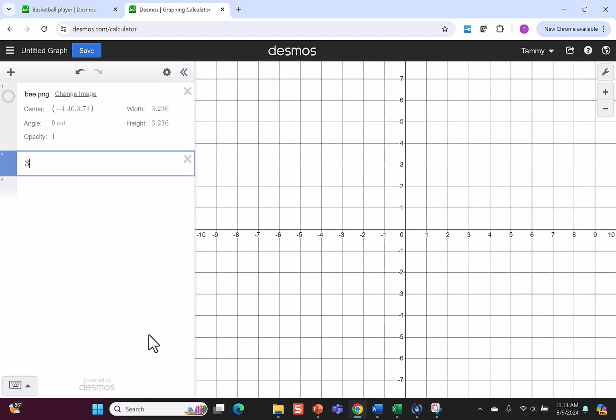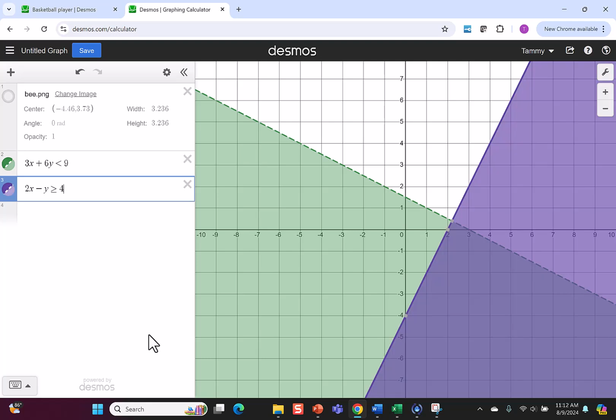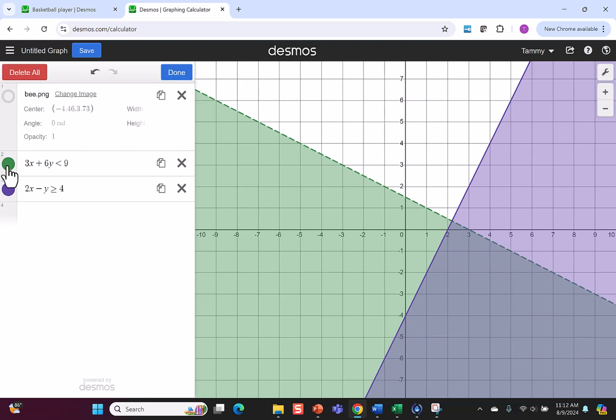Let's try something bigger. Let's say I have 3x plus 6y is less than 9, and let's do 2x minus y is greater than or equal to 4. If you're going to graph these by hand, you would want to put them in slope-intercept form first, but because we put them in Desmos, we can see our two regions and we can see where they overlap. If you have any trouble seeing the overlap, you can easily change the color for any region by clicking on the gear, clicking on the color, and selecting from the other options in the list.